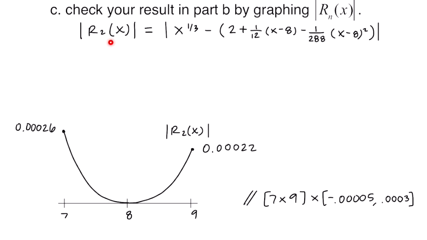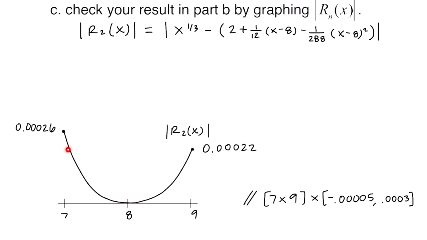So the absolute value of our R sub 2 of x, or our error, is equal to the absolute value of the original function f minus the second degree Taylor polynomial of f. I put this into the graphing calculator, and you can see the curve is right here, and I wrote out the viewing window over here. In the x direction, it's from 7 to 9, and then I went from negative 0.00005 to 0.0003. And then I used the trace button.